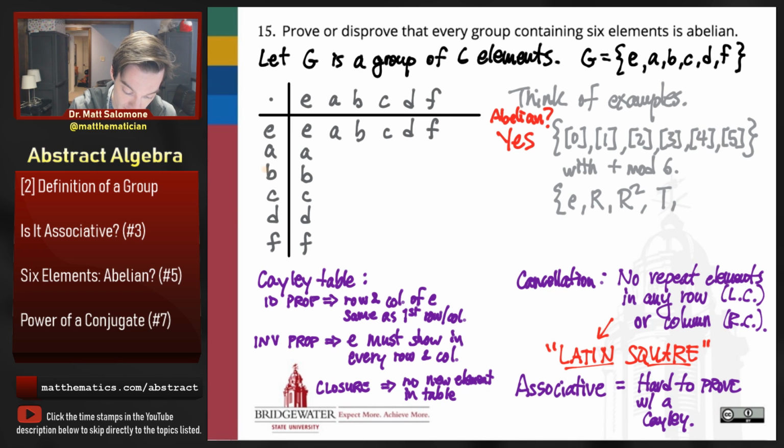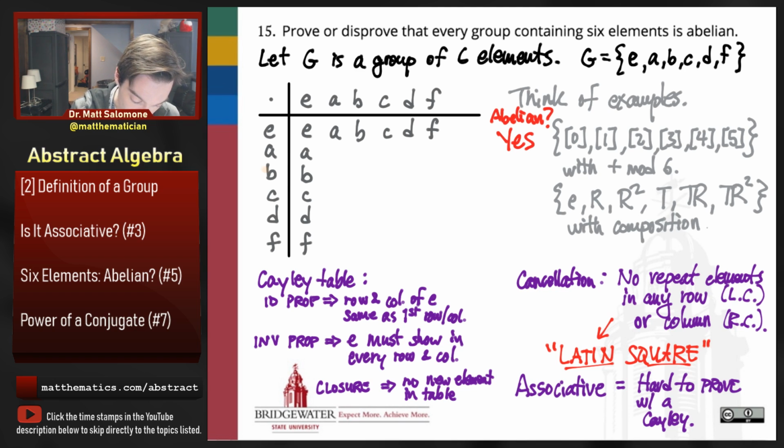ER, R squared, T, TR, and TR squared. That is a group that has 6 elements in it. And the operation is composition of symmetries, which is a function composition operation. Right? This is the group that we call the dihedral group of the triangle. I call it D3. So this is a dihedral group of the triangle.